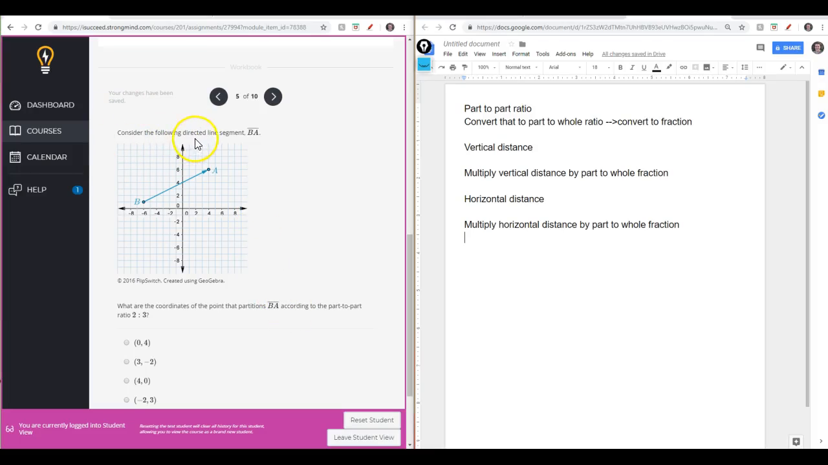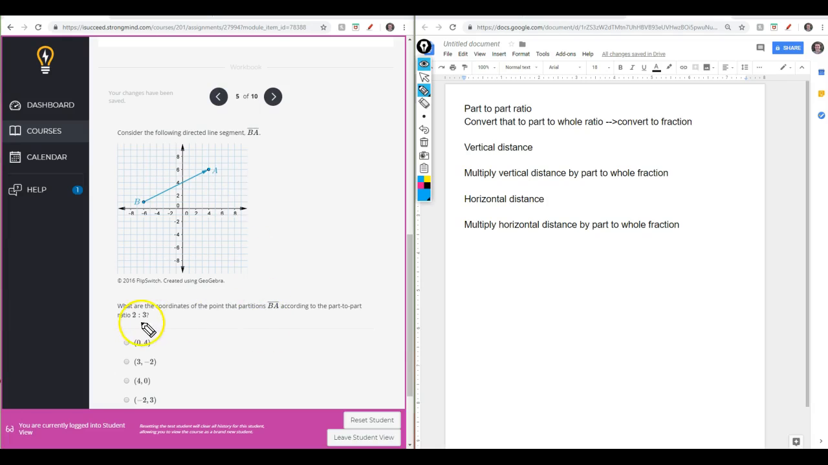Question 5. Consider the following directed line segment, segment BA. What are the coordinates of the point that partitions segment BA according to the part-to-part ratio of 2 to 3? So since this is a directed line segment, I know that B is where I start, and A is where I end because A has the arrow.